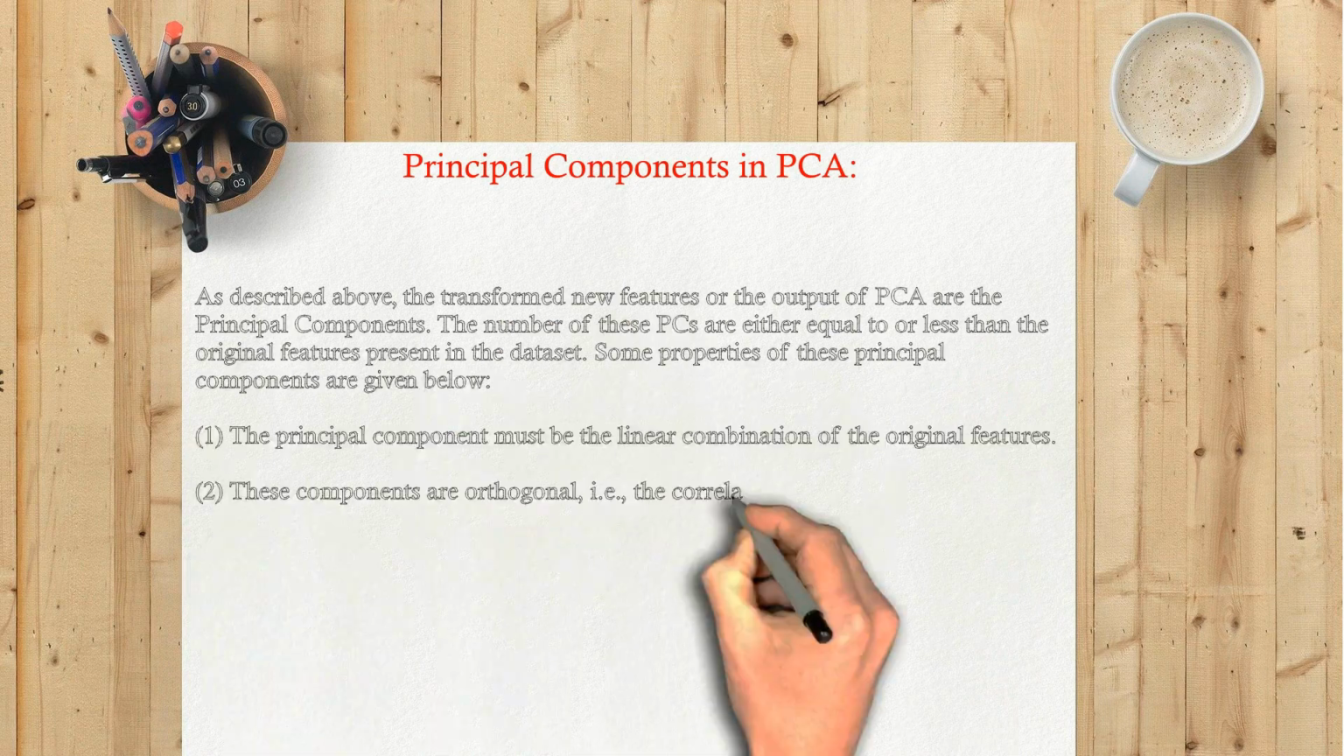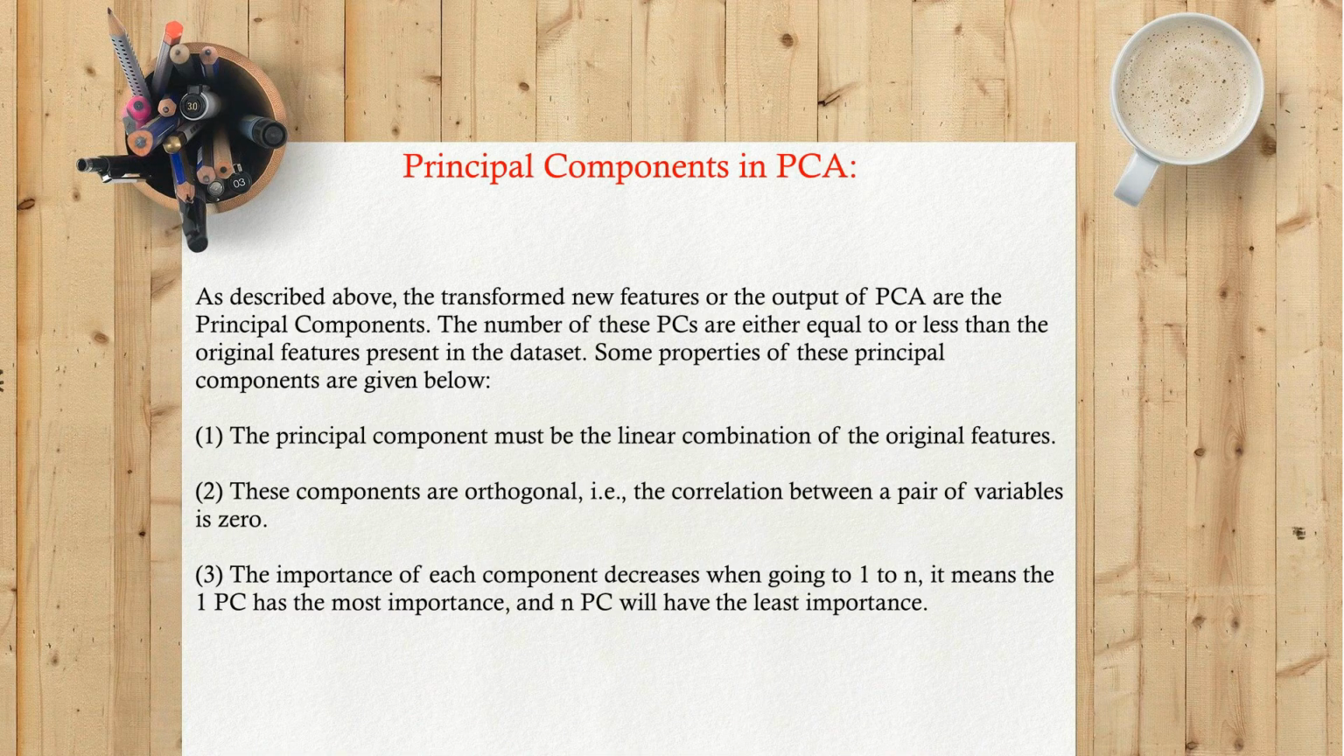Principal components in PCA. As described above, the transformed new features, or the output of PCA, are the principal components. The number of these PCs is either equal to or less than the original features present in the dataset. Some properties of these principal components are given below. 1. The principal component must be a linear combination of the original features. 2. These components are orthogonal, that means the correlation between a pair of variables is 0. 3. The importance of each component decreases when going from 1 to n. It means the first PC has the most importance, and the nth PC will have the least importance.